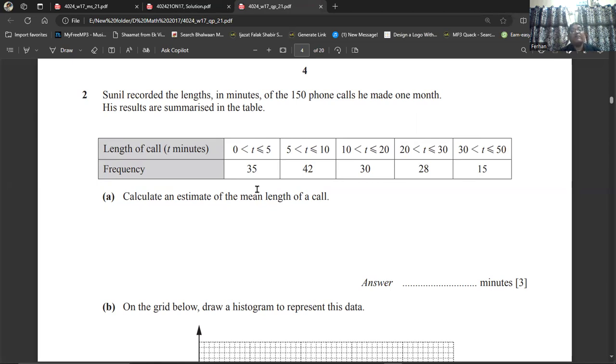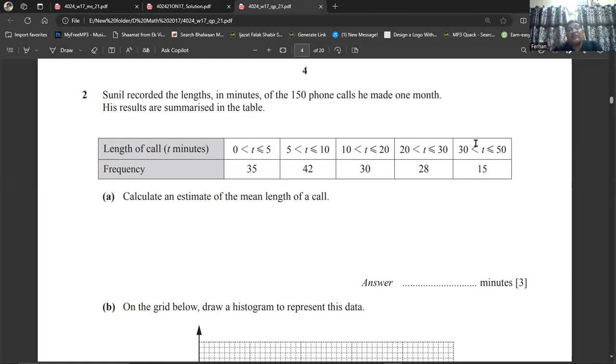So from 0 to 5 minutes, there are 35 calls. From 5 to 10 minutes, there are 42 calls. From 10 to 20 minutes, there are 30 calls. And from 20 to 30 minutes, there are 28 calls. From 30 to 50 minutes, there are 15 calls. The first question is part A, calculate an estimate of the mean length of a call.